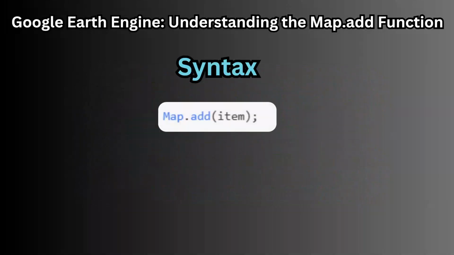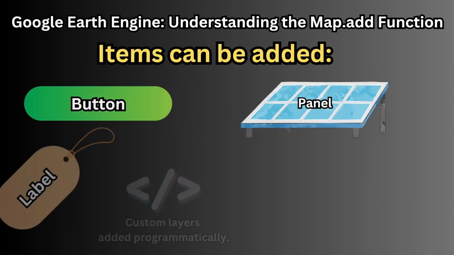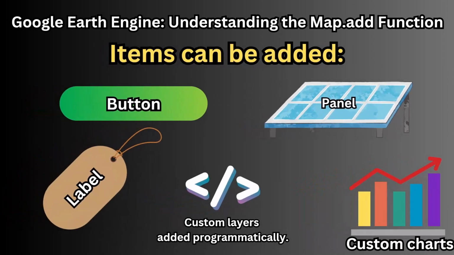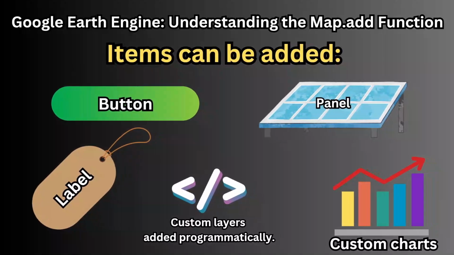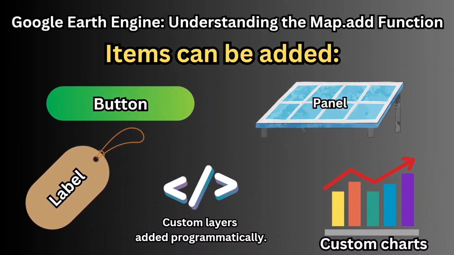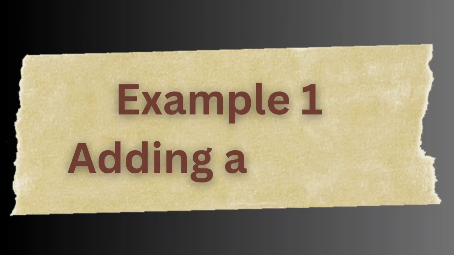The syntax of the Map.add function is pretty simple. We need to write only Map.add, and within the parentheses we need to pass the item. Now let's see which items can be added. We can add buttons, labels, panels, custom charts, and programmatically added custom layers using the Map.add function. Now let's go see an example.